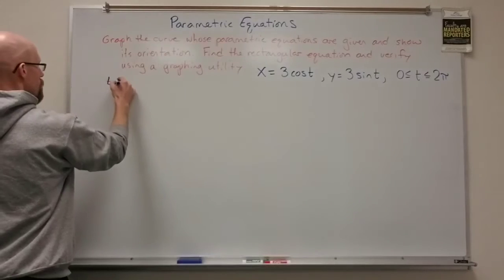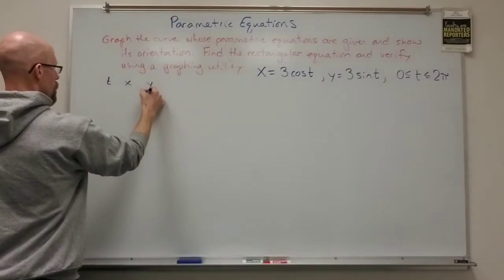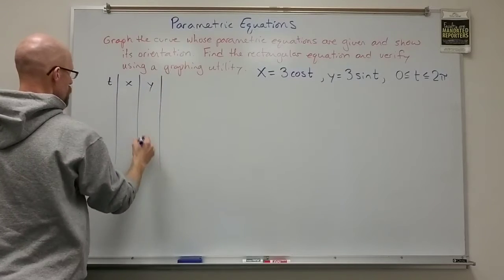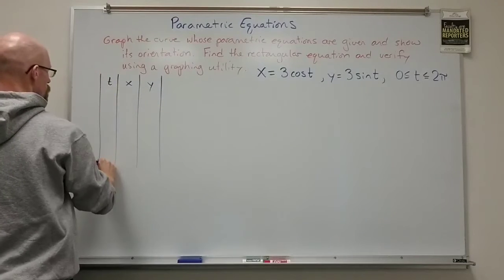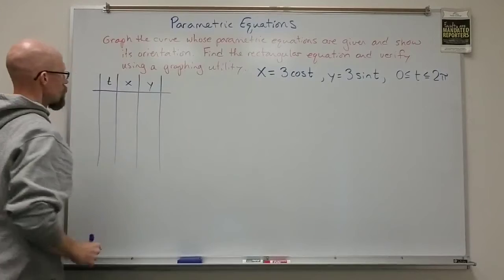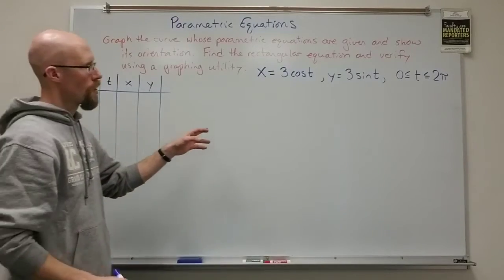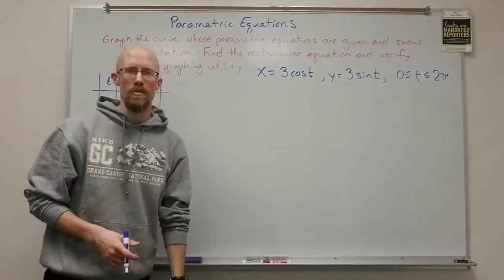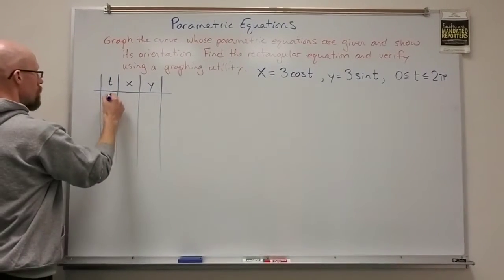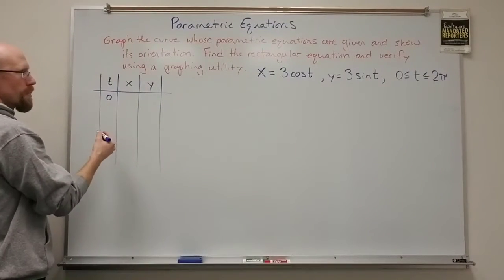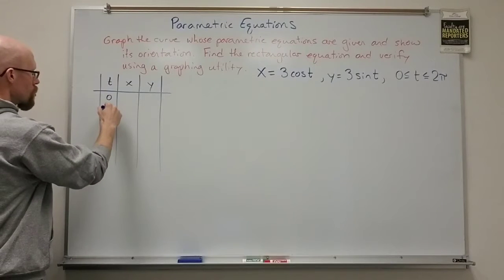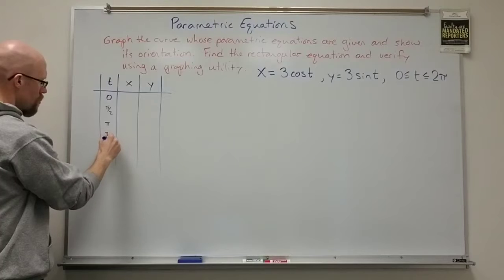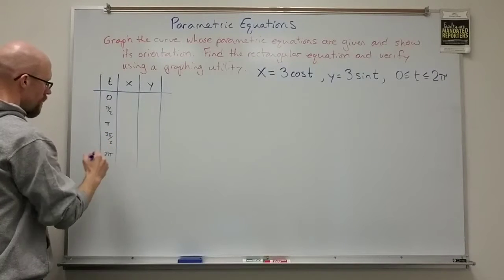get some values. And I'm not going to go too crazy with these. I really just want to get a feel for what's going on here. So the t values, well, again, t ranges from 0 to 2 pi. So what are some reasonable values for t? Well, maybe 0, multiples of pi, maybe pi over 2, maybe pi, maybe 3 pi over 2, and 2 pi. That might be kind of nice.